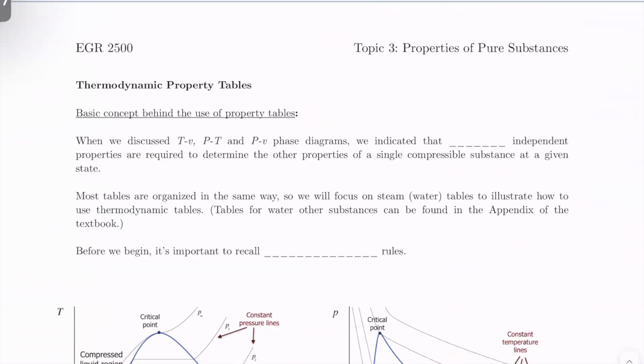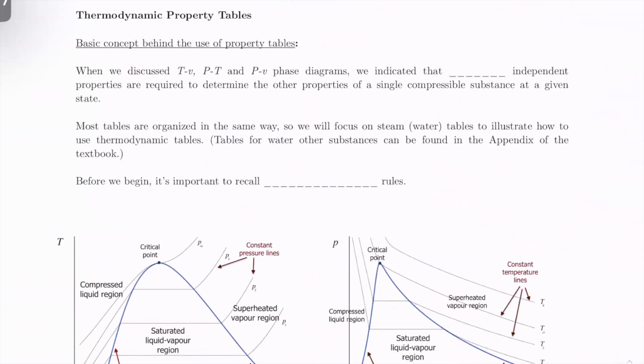Okay, so let's dive into our thermodynamic property tables. The basic concept behind the use of property tables is the following. So when we discuss TV, PT, and PV phase diagrams, we indicated that 2 independent properties are required to determine the other properties of a single compressible substance at a given state. And so the thermodynamic property tables are organized in the same way.